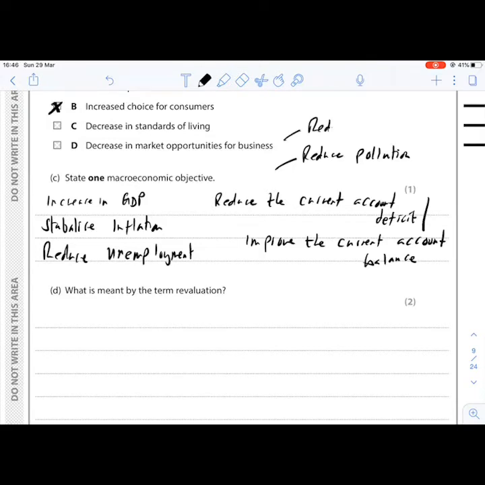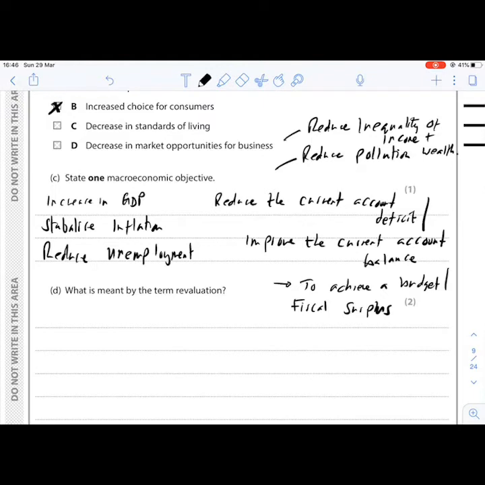Okay. Other possible ones you could have then is to reduce pollution or to look after the environment, and another is to reduce inequality of income and wealth. And another one you could potentially have actually is to achieve a budget or a fiscal surplus.